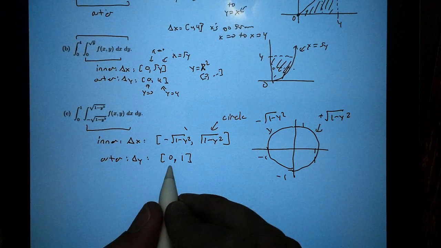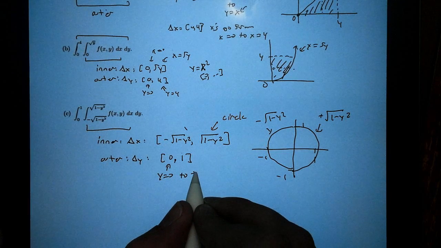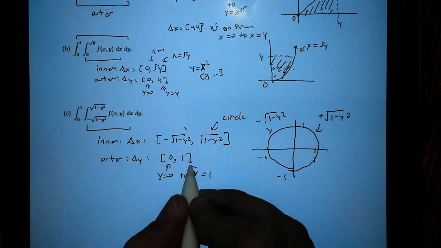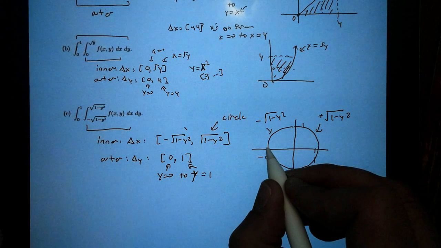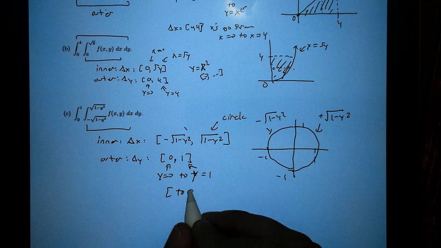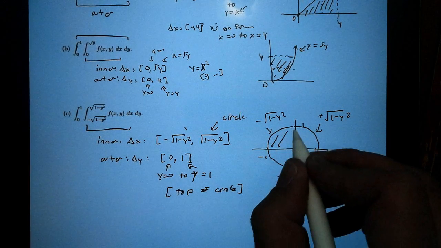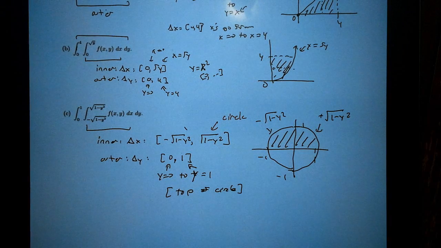But remember, this is saying that y goes from 0 to y equals 1 right there. So I don't want the bottom half. We only want the top of the circle, like so. And that would be our shaded region.